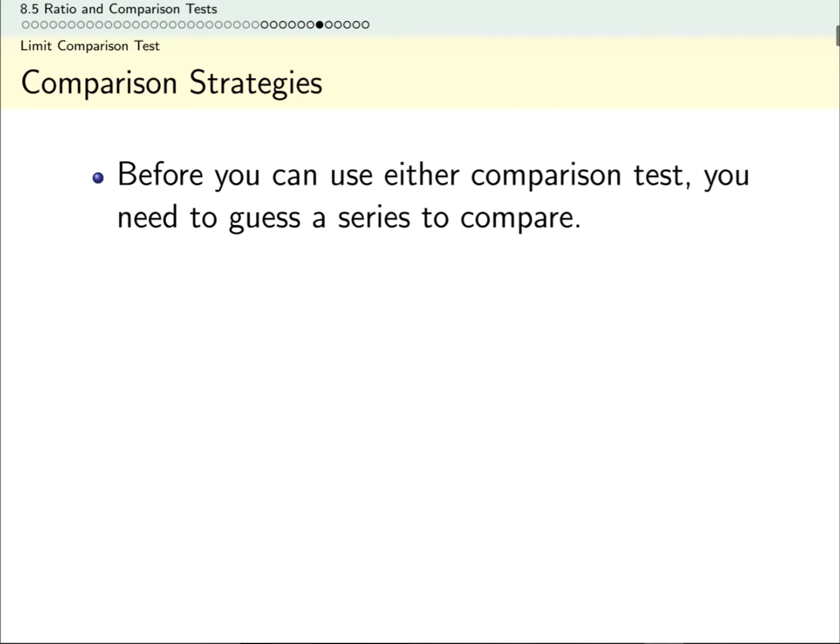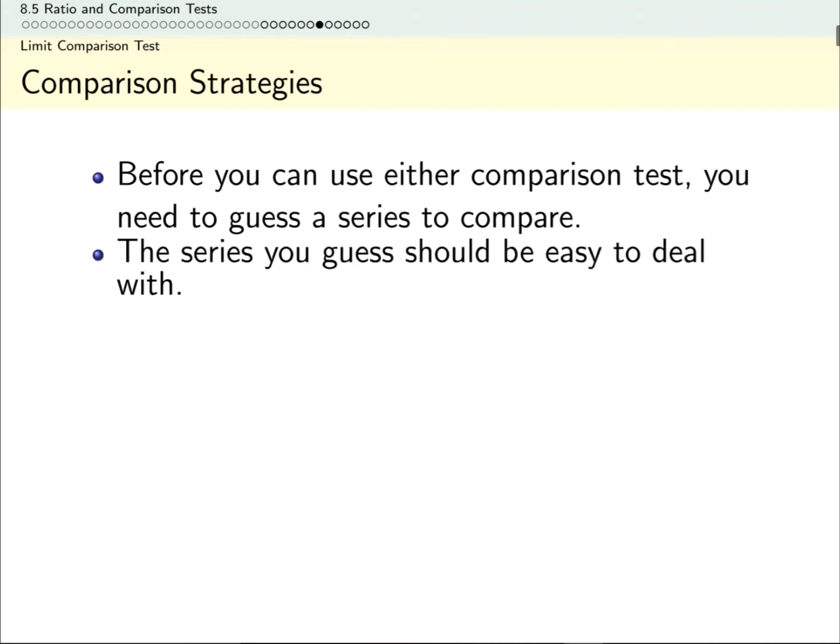When we're using the comparison test, we're comparing two series, but we're only given one to start with. The other one we have to come up with. There's basically never just one right answer. There's usually a whole bunch of different series you could compare to that would work, but there's also a lot of series you could try to compare to that wouldn't work. So here are some basic guidelines for choosing a comparison series.